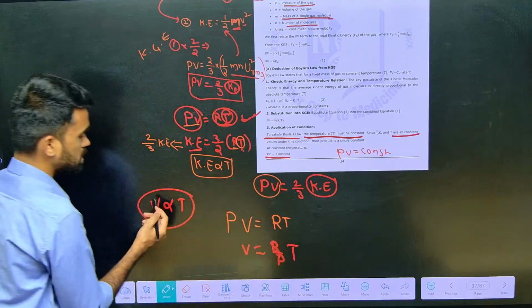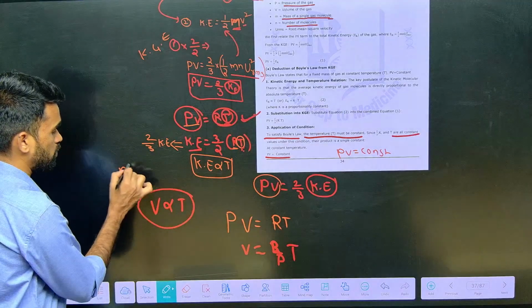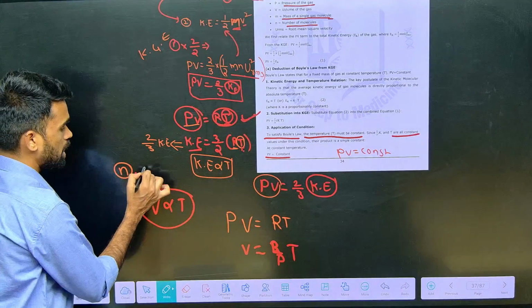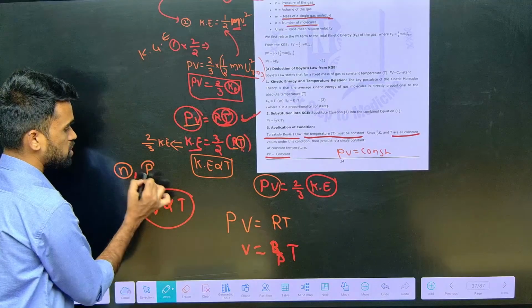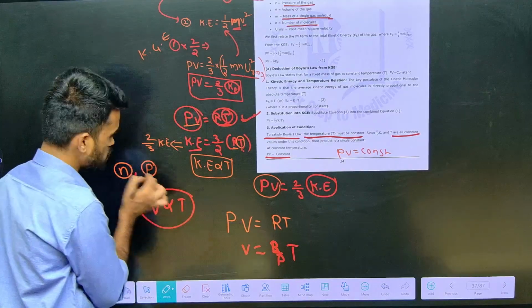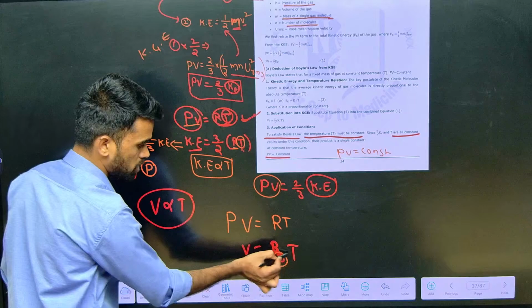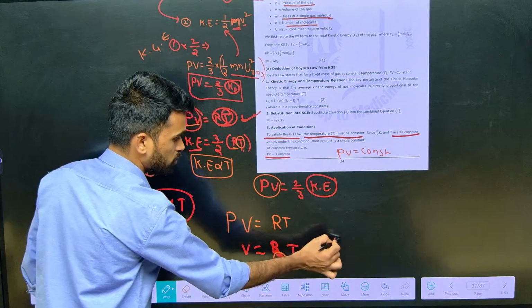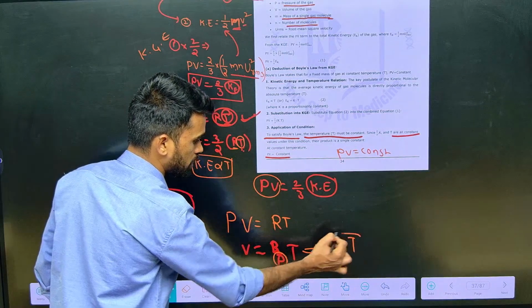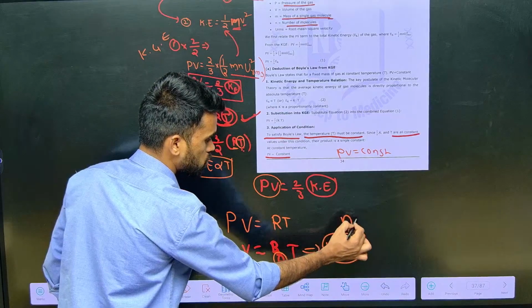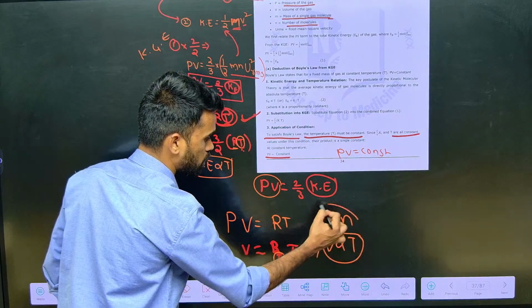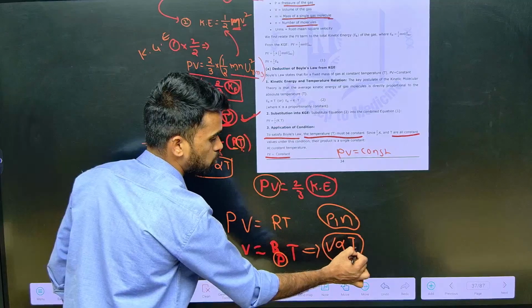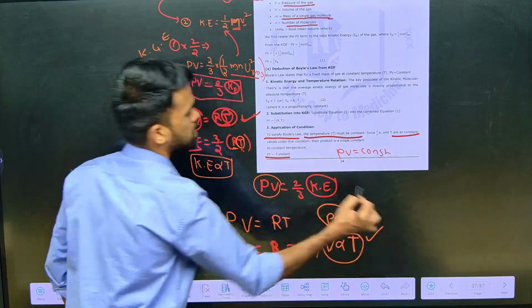See, what does Charles law say? For a given amount of substance at a particular pressure, it means pressure is also constant. Now pressure also constant means this denominator is constant now. From this what we got? V is directly proportional to T, right? So at constant pressure and for an amount of substance, V is directly proportional to T. So this is what Charles law says.